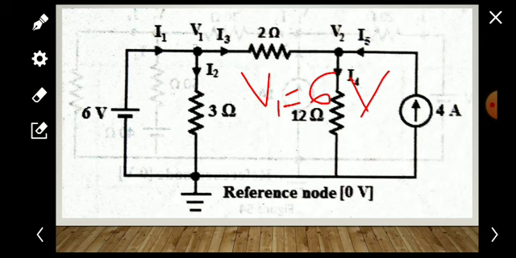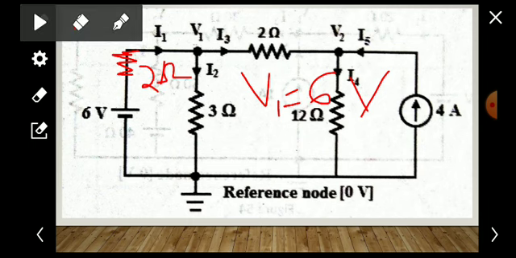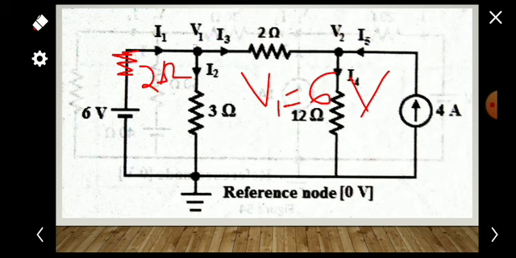If there was a resistance in between them, say a 2 ohm resistor connected between this 6 volt and V1, then V1 and the 6 volt would be different.